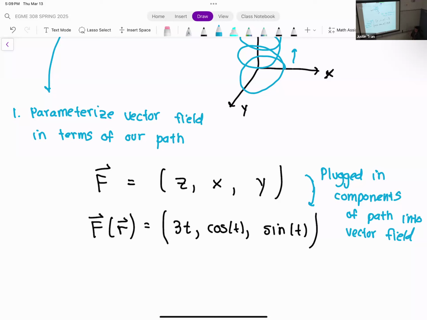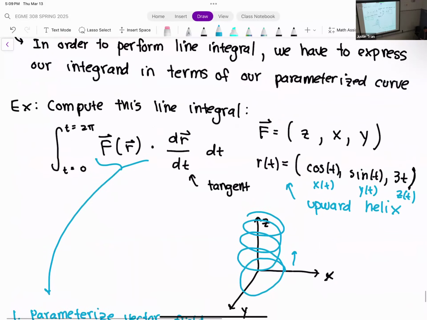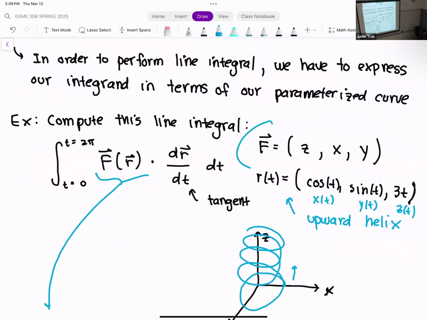All right, any questions on this part here? Yeah, for sure. So for this part right here, the vector field that was given to us in the problem is this one right here. So our f is z, comma x, comma y. And so to parameterize the vector field in terms of our path, you're just going to plug in each component into the path according to the variables in our vector field.